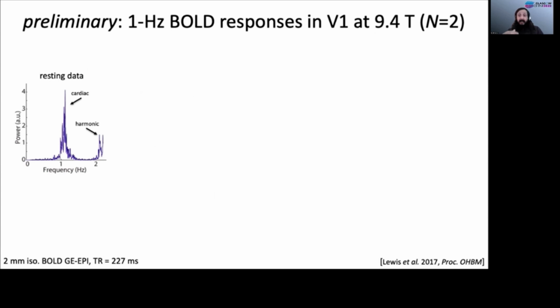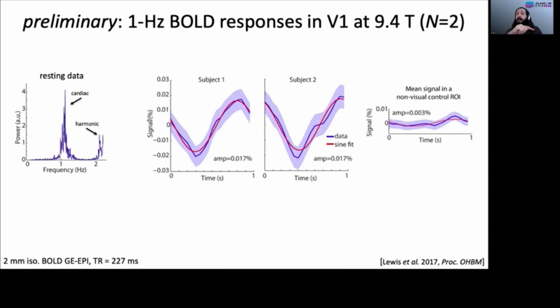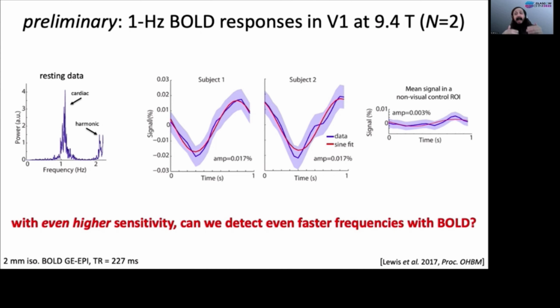Now, to test whether we could detect even faster oscillations with higher SNR, we attempted, just in 2 subjects, to see whether we could go up to 1 hertz at 9.4 Tesla in collaboration with Klaus Scheffler at the Max Planck Institute in Tübingen. This turned out to be difficult since 1 hertz is right up against the cardiac frequency, but with some careful physiological denoising, we were able to track 1 hertz oscillations in the visual cortex in both subjects, even though the linear model predicts these to be essentially undetectable, suggesting that maybe, with even higher sensitivity, we could detect even faster frequencies with BOLD fMRI.